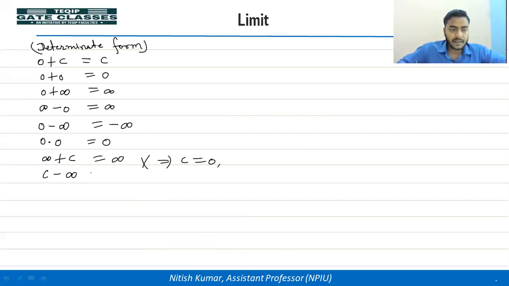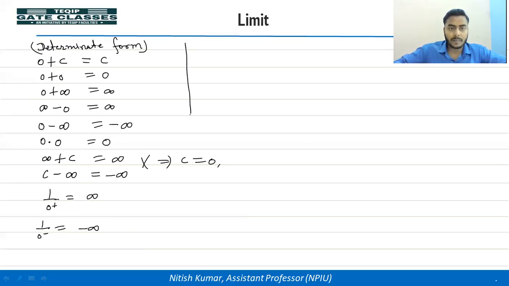c minus infinity. So when you are deducting a very, very large number from a constant value, it will be minus infinity. Now 1/0 plus will be infinity. 1/0 minus will be minus infinity.